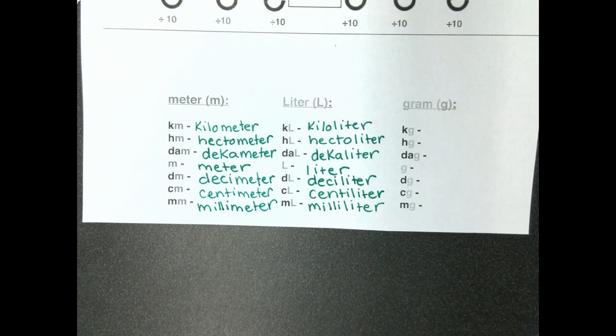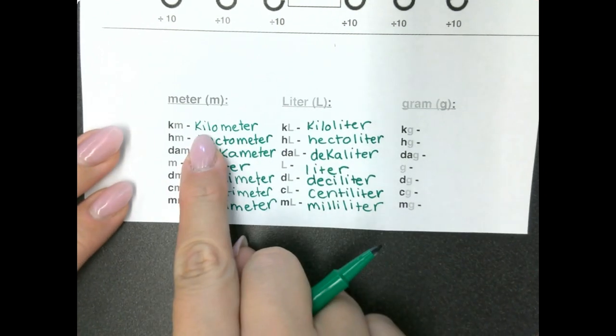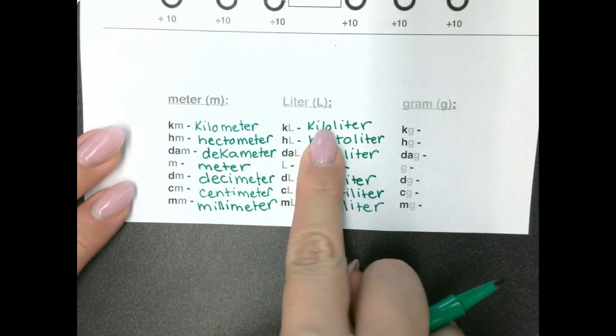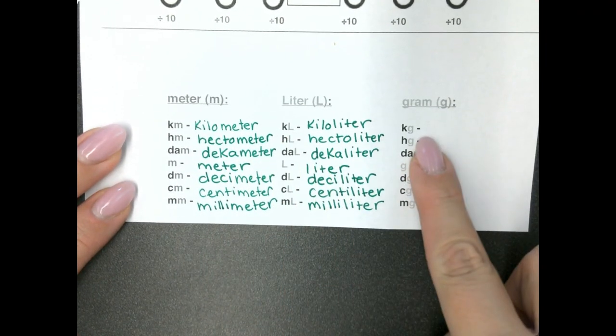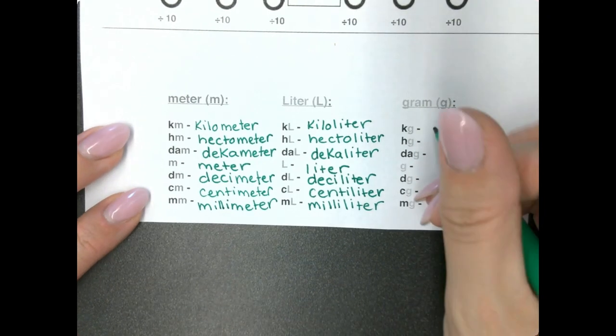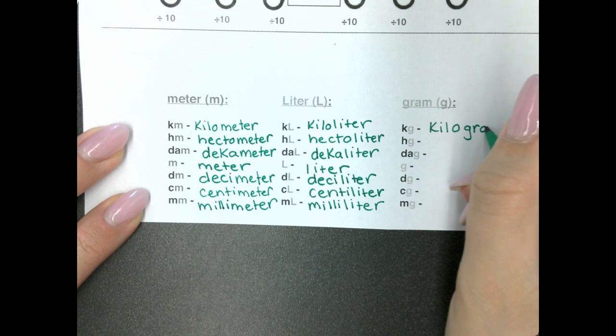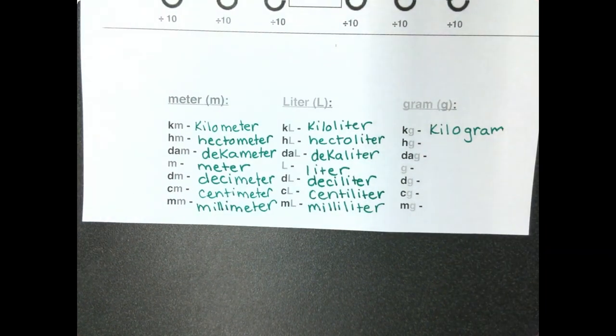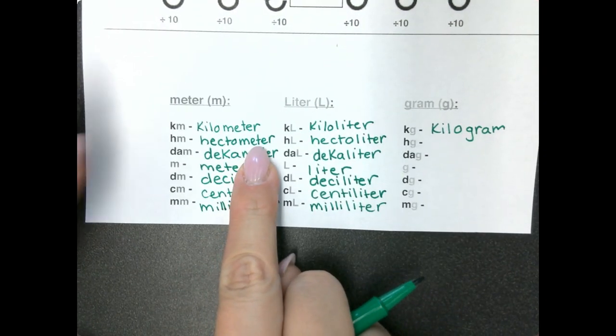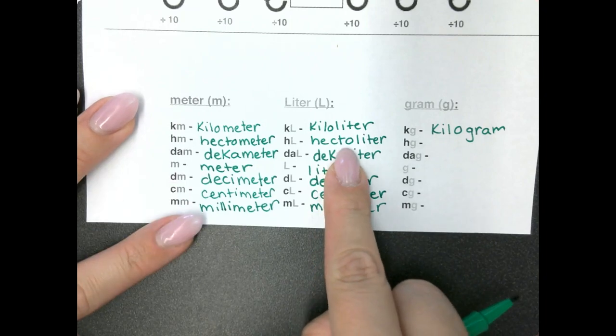If you have these all written in, our next column is our grams. Again, that beginning word, the prefix, stays the same. Look at kilometer, kiloliter. So what do you think this one's going to say? Kilogram. We have hectometer, hectoliter. Now we have hectogram.